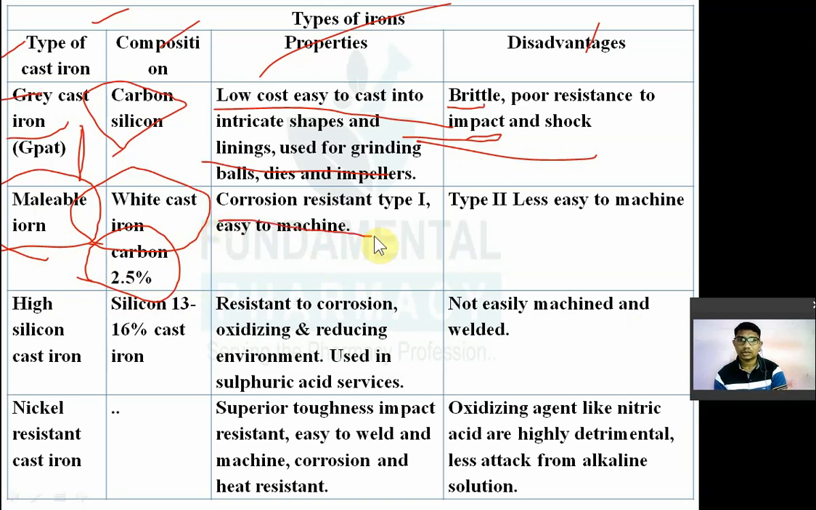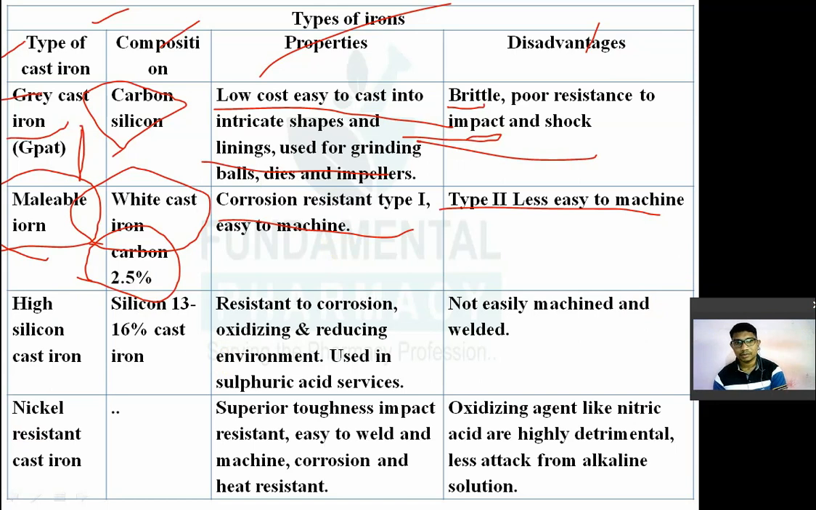it is used as corrosion resistant, it has a corrosion resistant property and it is corrosion resistant type 1. For corrosion resistance they have given types: type 1, type 2, type 3. This malleable iron comes under corrosion resistant type first and is easy to machine, that can be easily machined. Okay? Type second is also corrosion resistant. Malleable iron has two types, type 1 and type 2. Corrosion resistance is type 1; type second is less easy to machine.